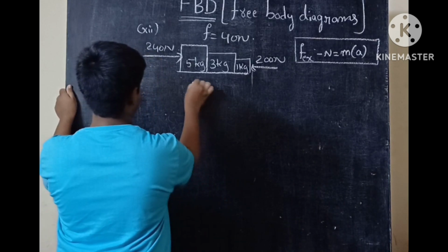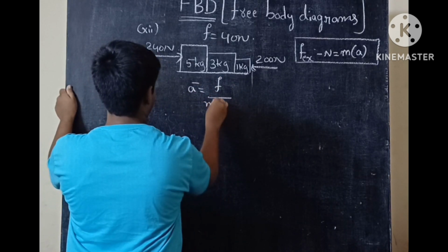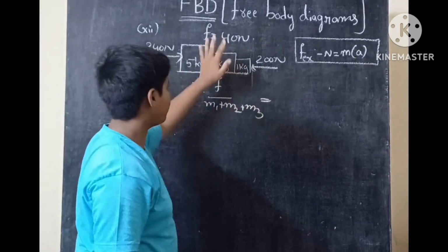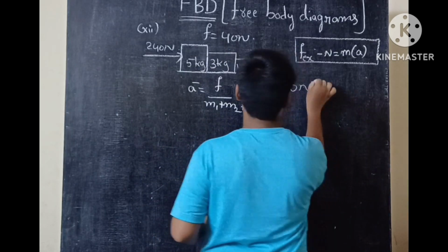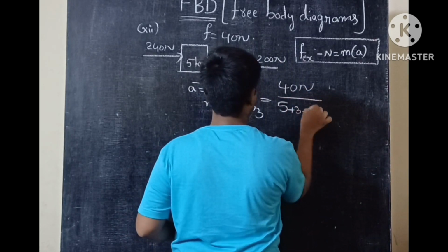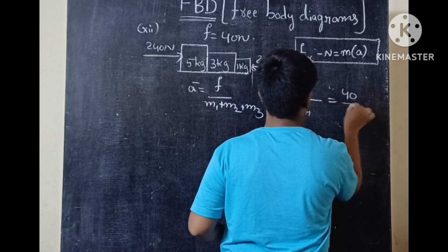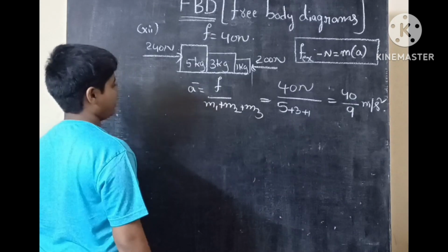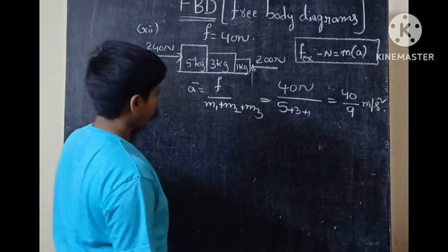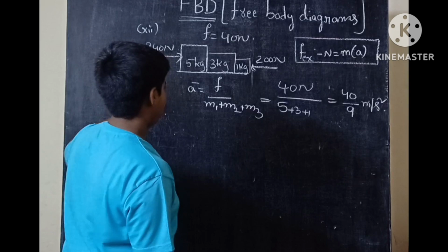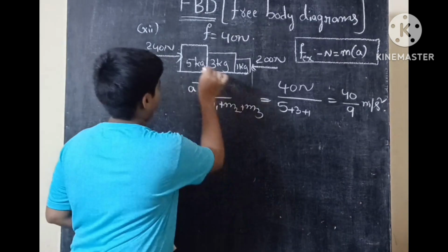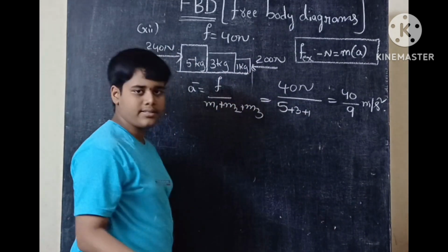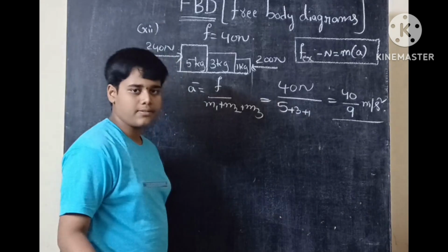If I write acceleration is equal to force by m1 plus m2 plus m3, we substitute the resultant force: 40 newtons by 5 plus 3 plus 1, which is 40 by 9 meter per second square. So that is the acceleration. In examinations they will ask like this: what is the acceleration of these three bodies? It is nothing but 40 by 9 meter per second square.